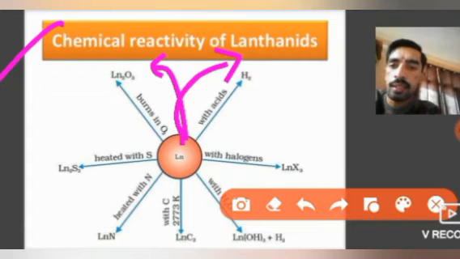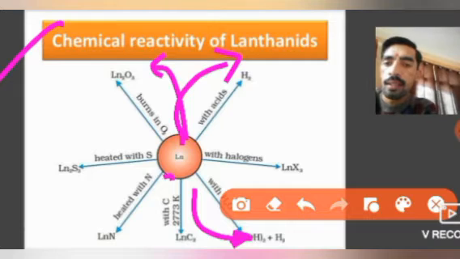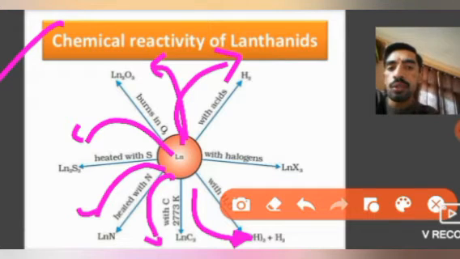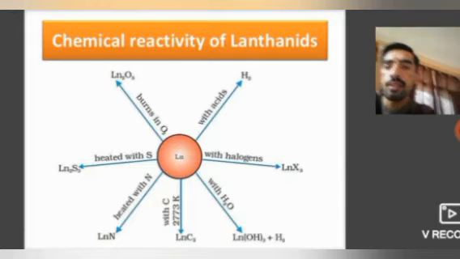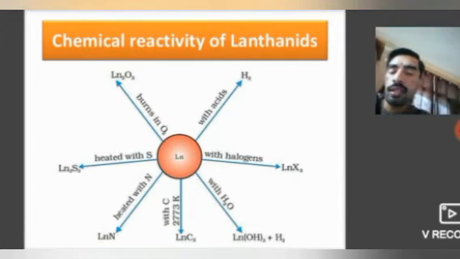When it reacts with H2O, it gives hydroxide with H2 gas. If it reacts with carbon, it gives carbide. With nitrogen it gives nitride, and with sulfur it gives sulfide. So dear students, this is a very simple reactivity series. What is given in this periodic table, you can learn from here. In this chart you can learn from here.